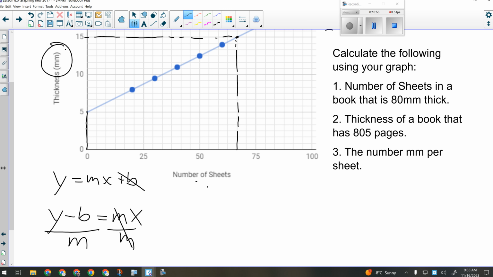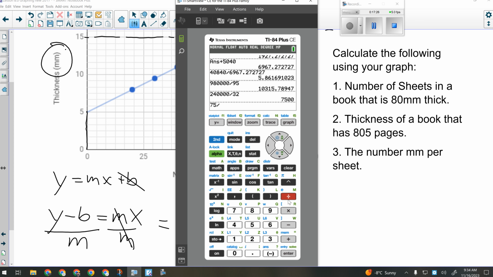Now I'm solving for x. Do I know all three of these numbers? Yes, I do. So this is going to be 80 millimeters minus 5 millimeters divided by 0.15 millimeters per sheet. Is that going to leave me with number of sheets? I'm going to have millimeters on the top, millimeters per sheet on the bottom. Millimeters are going to cancel and I'll be left with sheets. That's what's on the x-axis anyway. So 75 divided by 0.15. Okay, that's a 500-page book.